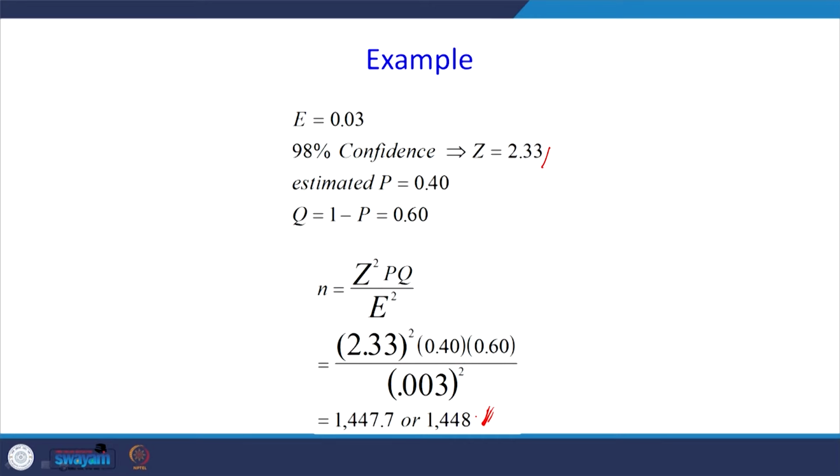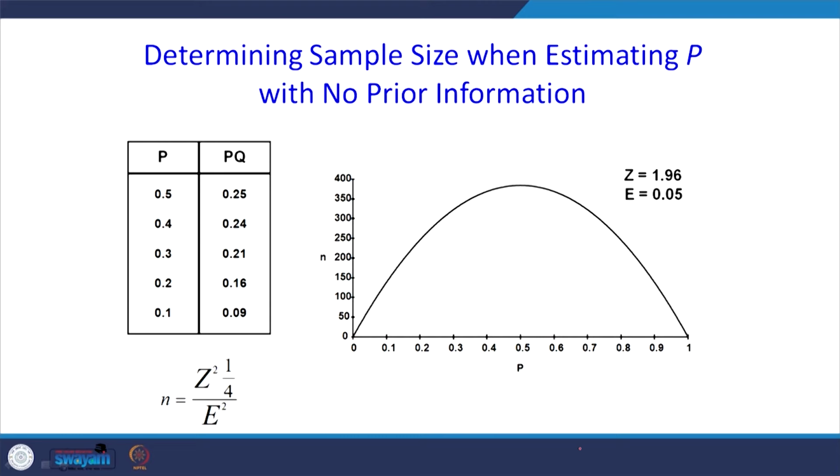Sometimes what will happen, the value of p which was given as 0.4 may not be known to you. At that time how do we decide the sample size? Determining the sample size when estimating p with no prior information. Look at this, the p is on the x axis, sample size on the y axis. Suppose the value of p equal to 0.5, the maximum sample size is required. So what we have to understand from here is, if we do not know the population proportion, we have to assume p equal to 0.5.